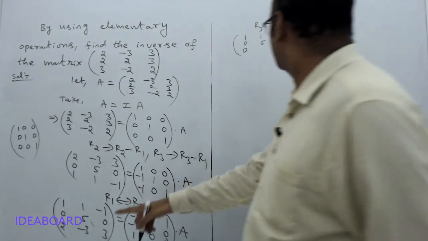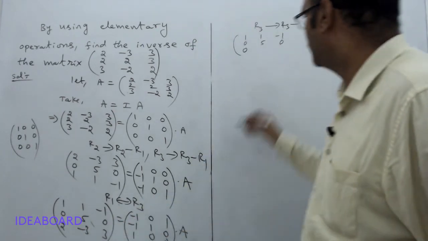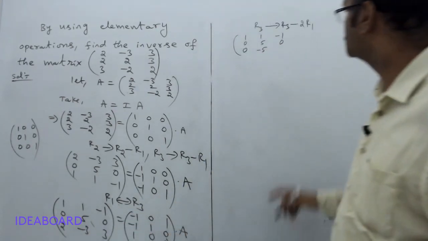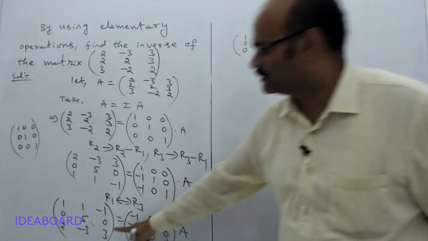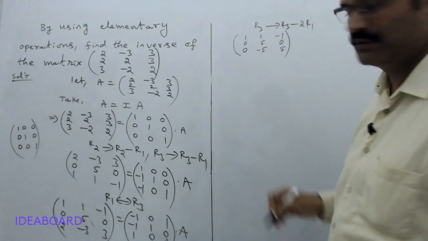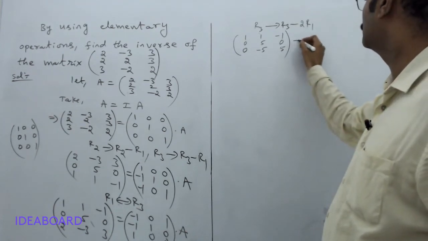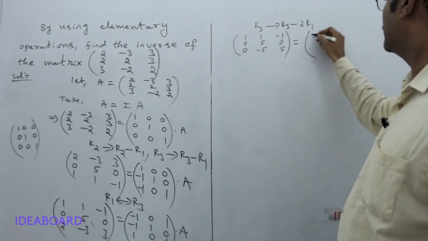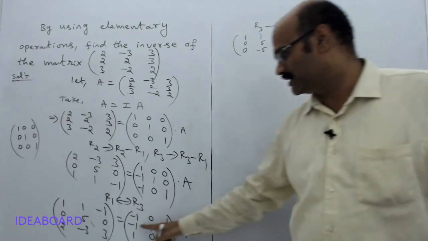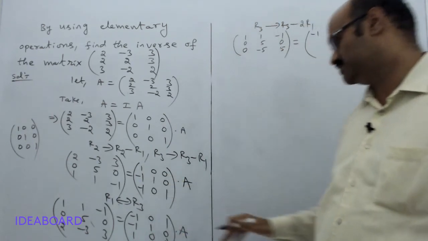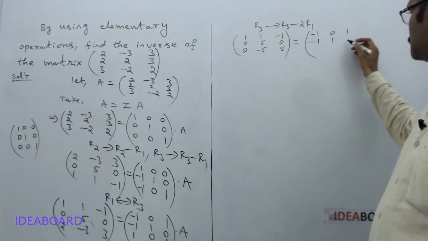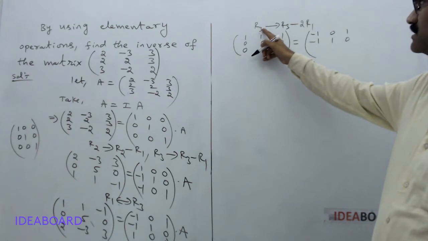Next, R3 minus 2 into this one. So minus 5. Next, 3 minus 2 into minus 1. So 5, equal to minus 1, 0, 1. R1 no change. Similarly, R2 also no change. Minus 1, 1, 0.